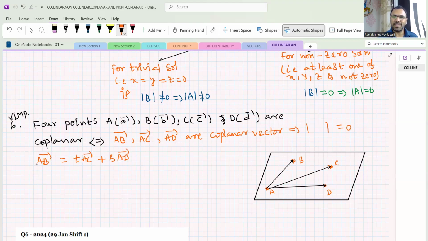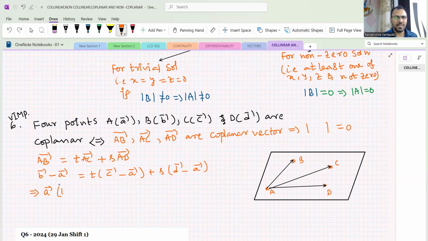So what is AB bar vector? It is nothing but B bar minus A bar. And this is equal to T into C bar minus A bar, plus S into D bar minus A bar. So we got that. I will write one equation: A bar into 1 minus T minus S. This is also a very, very important point.